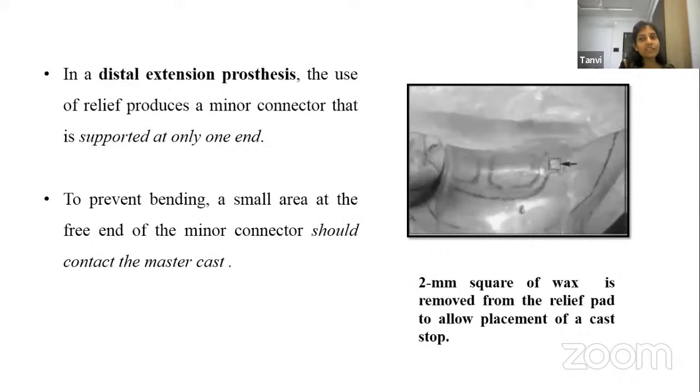In distal extension cases, as you can see now, the framework will not have intimate contact with the soft tissue, specifically in the posterior area. So what is required is to create a small 2 millimeter window where the wax is removed from the relief pad, so that at this position specifically, the framework will have intimate contact with the soft tissue, which is a type of positive stop.